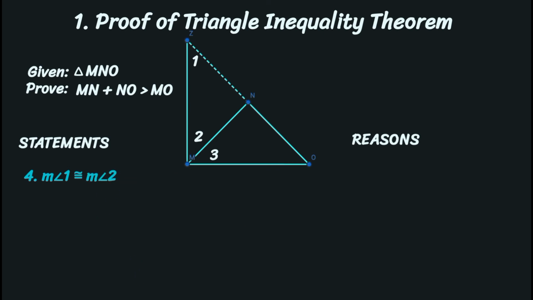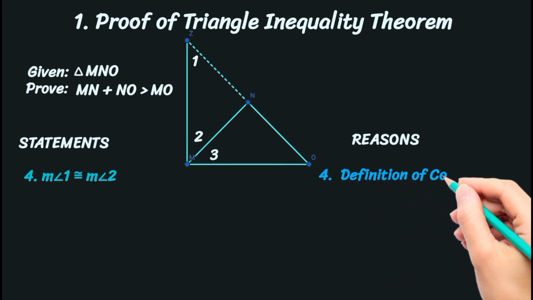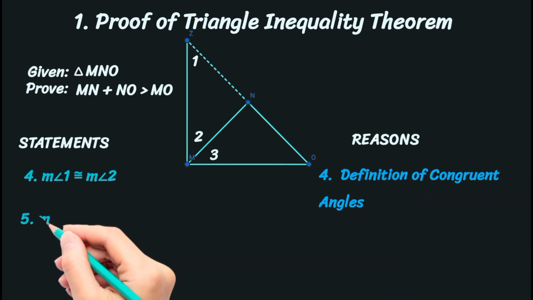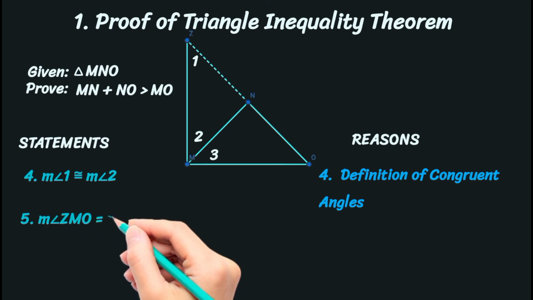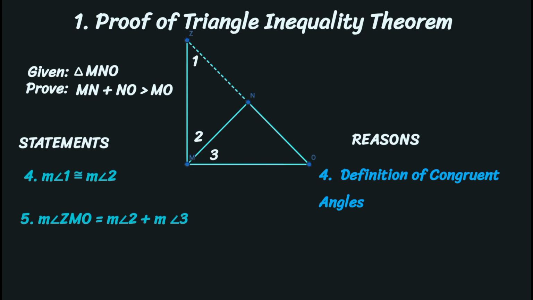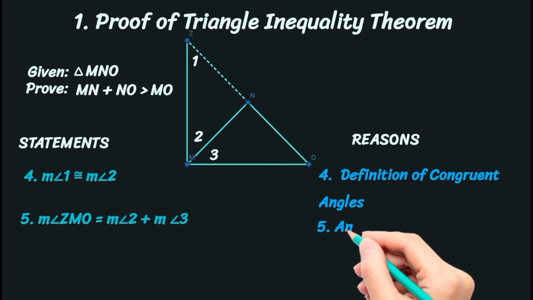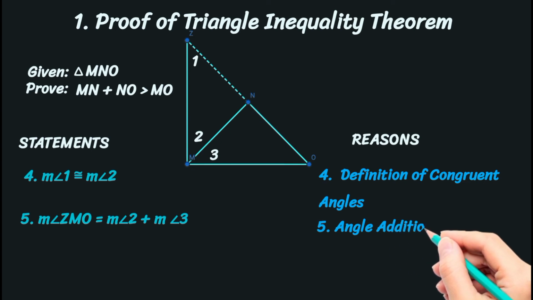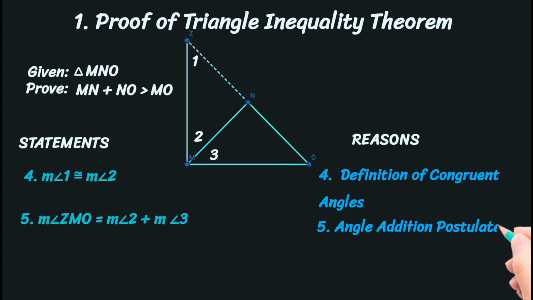Number 4, the measure of angle 1 is congruent to the measure of angle 2. They are congruent because of what we said in number 3, that they are equal, therefore they're also congruent. Definition of congruent angles. Now number 5, the measure of angle ZMO is greater than the measure of angle 2 and the measure of angle 3. The reason for this is the angle addition postulate.